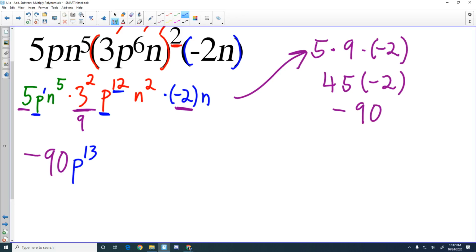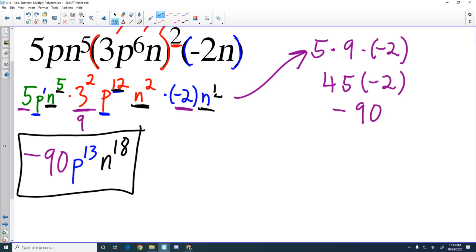All right, last step. I'm going to multiply all the n's together. That's n to the 5th times n to the 2nd times n to the, nothing there, put a 1. So altogether, we have n to the 5 plus 12. 5 plus 12 is 17. 17 plus 1 is 18. So negative 90, p to the 13th, n to the 18th would be our final answer.